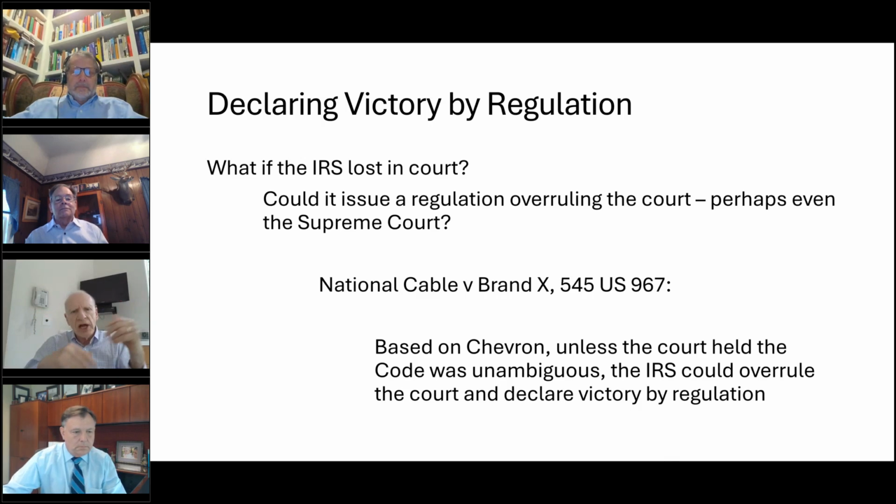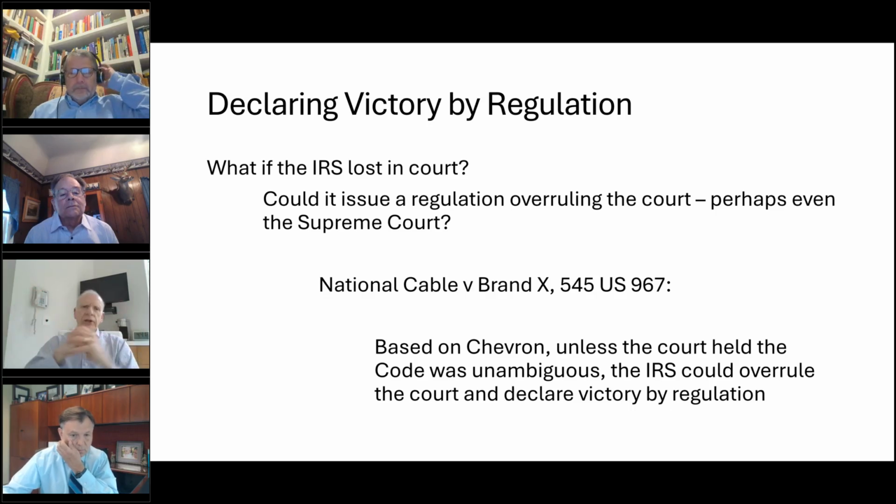Well, under this case I've cited here, a non-tax case applying Chevron, the court said, yes, the agency can rewrite, can override, can overrule the court decision unless the court had held, and hold is a key word, not in dicta, not in passing, had held that the statute was unambiguous. As long as the court did not hold that the statute was unambiguous, the agency was free to override the court decision by a regulation. And that's why we called it declaring victory by regulation. You lose in court, the agency loses in court, you come back, the agency now declares victory by regulation.